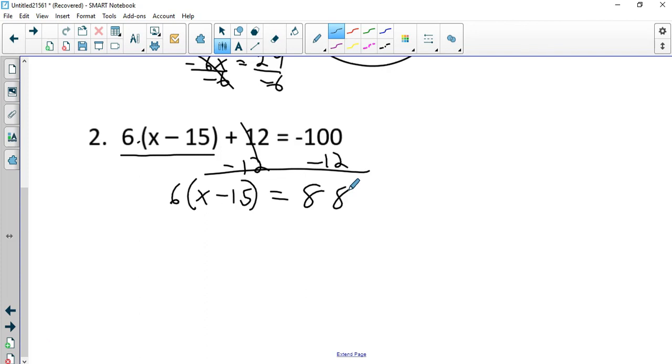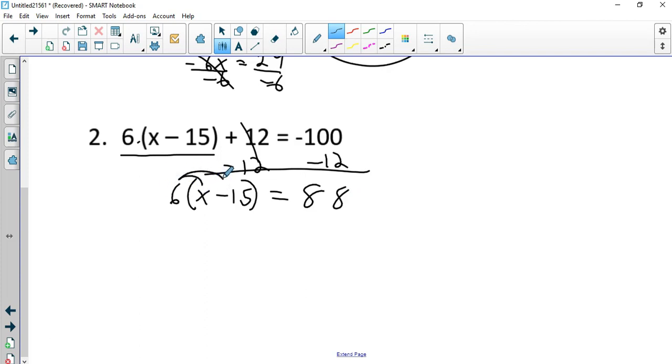Now, there would be a shortcut if 6 went into 88 evenly, like say that was 66. We could divide both sides by 6, not send the 6 in, not distribute the 6, just divide. Because this is 6 times the parentheses, which is the same thing as 6 times x. So if the 88 was divisible by 6 evenly, that would be a shortcut and would save you time. But since 88 divided by 6 is a decimal, or a fraction, it's 14 2/3, we can't do that. So we need to send the x in, which means our answer is going to be a fractional answer.